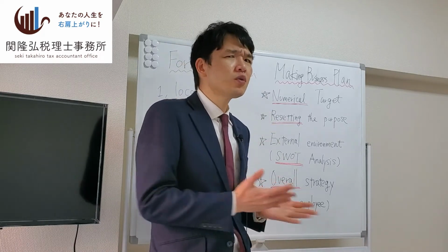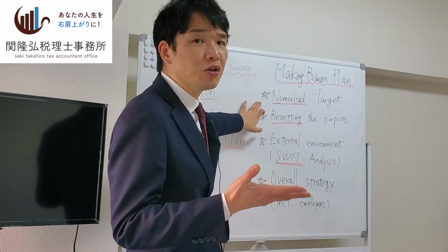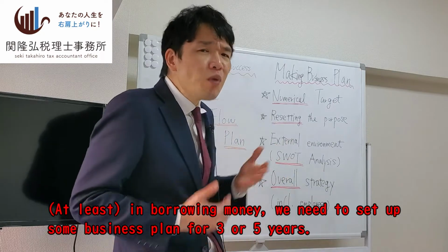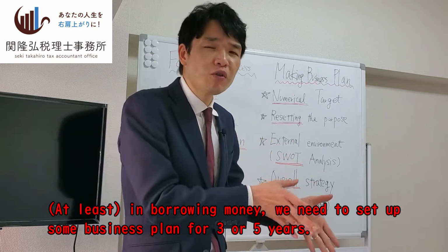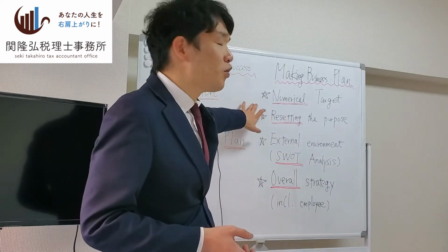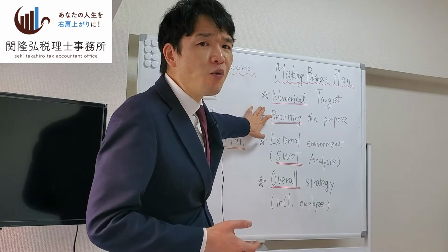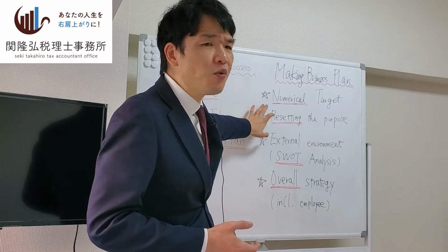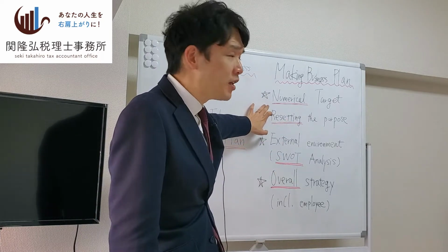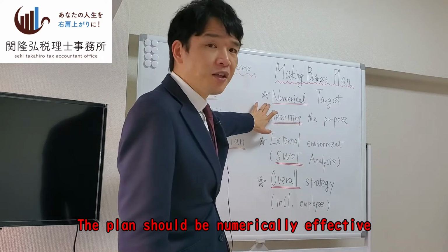Because in borrowing money, we need to show a business plan for a term of 3 years or 5 years. When we submit a business plan, of course it is basically explained in figures: where we can accomplish the break-even point, how we can reach the sales target, and so on. That should be expressed numerically. So the numerical target is set at this point.